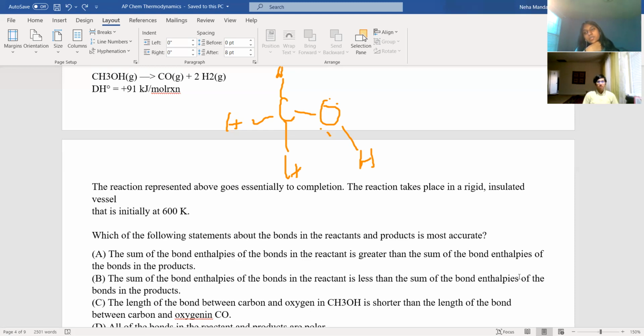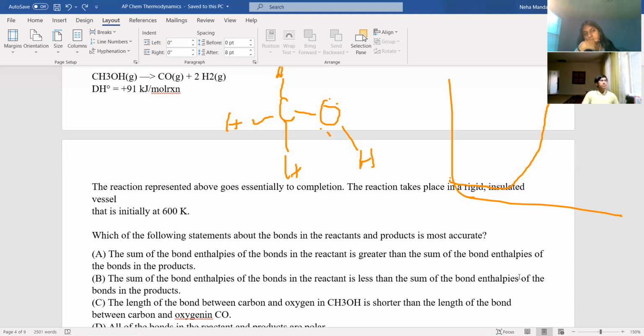If it's endothermic, then shouldn't it increase? Endothermic graphs are the ones that look like this, right? You start off with reactants here, go up, and then products here. That's endothermic. So then the sum should be greater for the products. Why is it saying that it's greater?